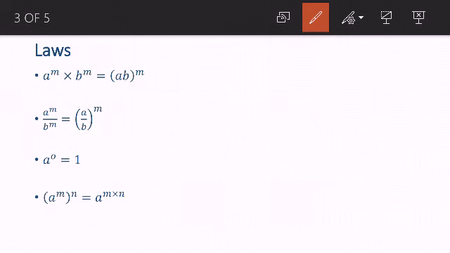The next rule is that a raised to power 0 equals 1. That means any number raised to power 0 equals 1. 100 raised to power 0 is 1. 1000 raised to power 0 is 1.